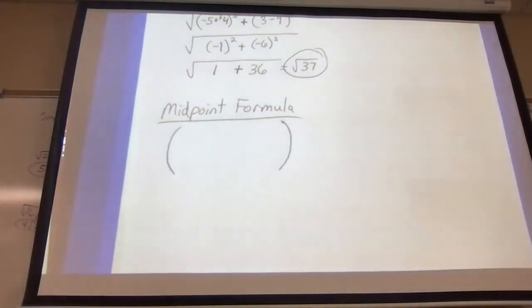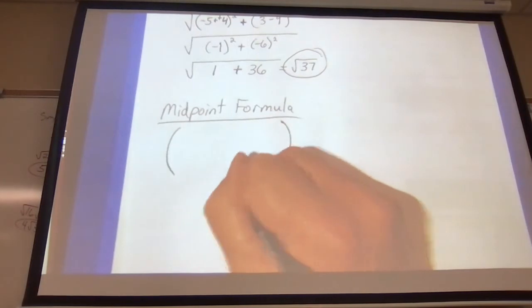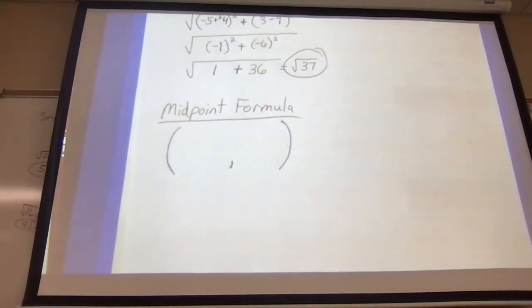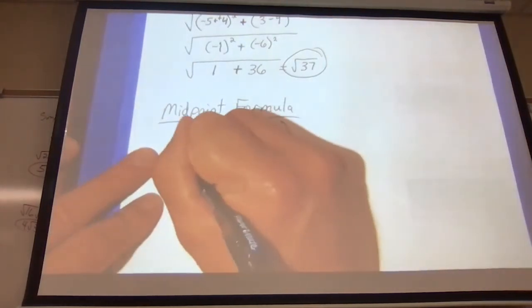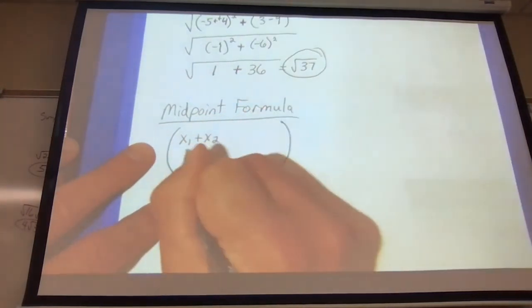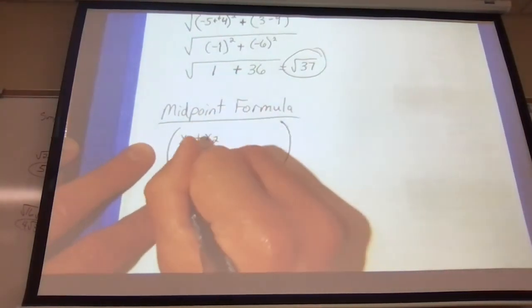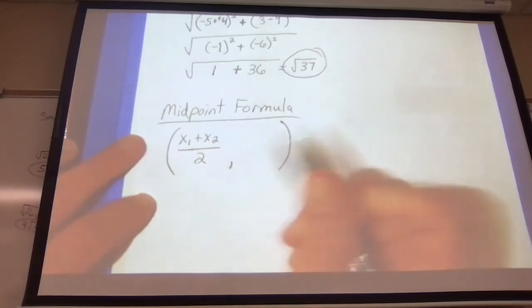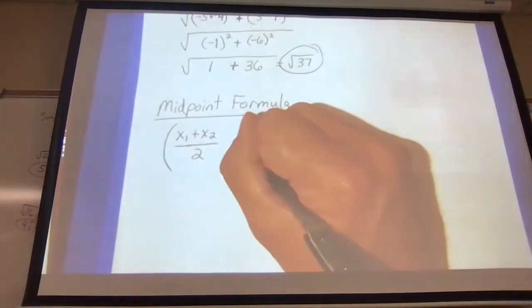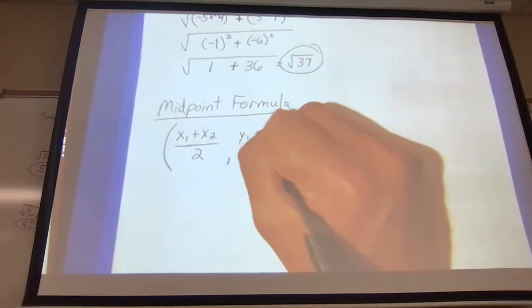So you're going to have parentheses. Put a little comma in the middle because you're going to have an x coordinate on the left and a y coordinate on the right. And then we're going to do just about the same exact thing we did up here, except now we're going to add. We're going to add x1 and x2 together. And then to get them right in the middle, we're going to split it in half, divide it by 2. To get your y coordinate, do the exact same thing. Add the y coordinates together.